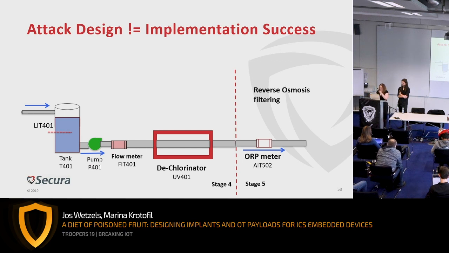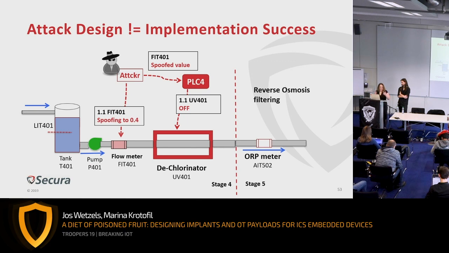So you have this device called dechlorination, and so what we need to do, for example, to shut down the dechlorination, we are spoofing the flow value. If it falls below 0.4, the dechlorinator thinks that there is no flow and it stops. So basically all the water goes through unchlorinated. So like, oh, success, success.